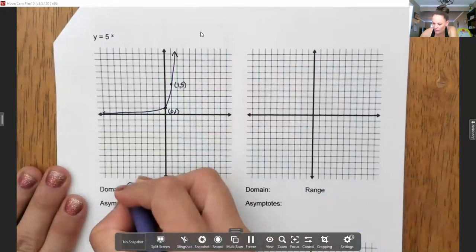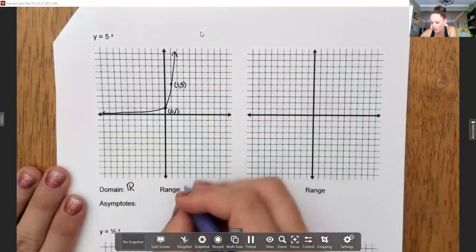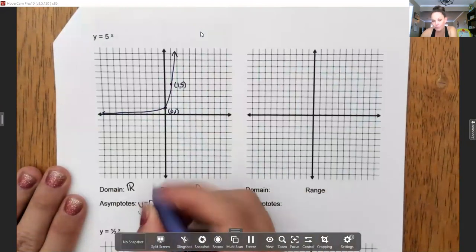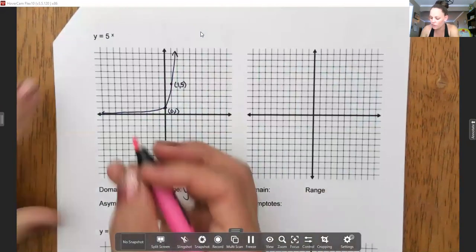So again, on these exponentials, my domain is all real numbers. Here my range is Y is greater than 0 because my asymptote is at Y equals 0.